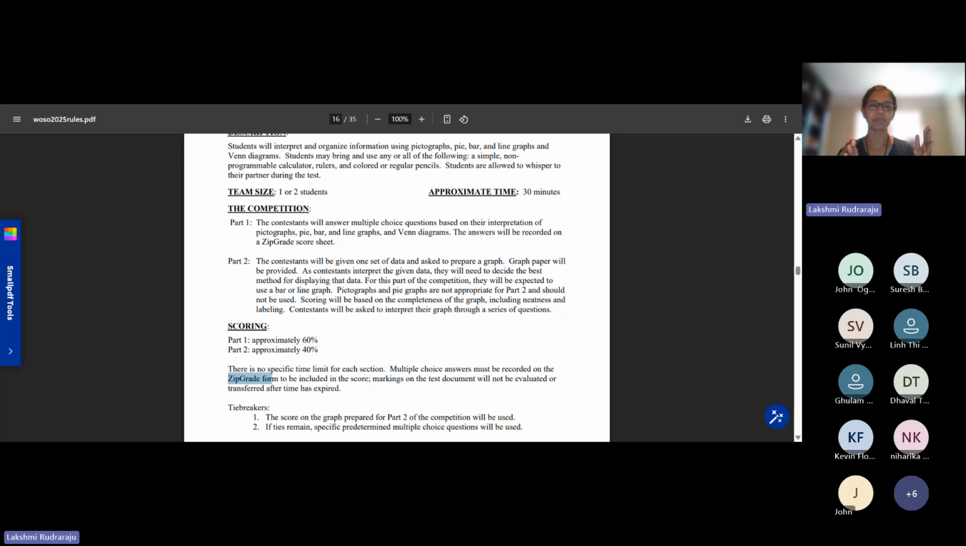John, do we have a sample ZipGrade form by any chance? There probably is one posted on the Macomb website. Last year, did you use ZipGrade or the other format? Scantron. It's possible that I don't know the answer as to whether it'll be a Scantron or a ZipGrade this year. But I would recommend that, let me look quickly if there is one. Yeah, I posted it.